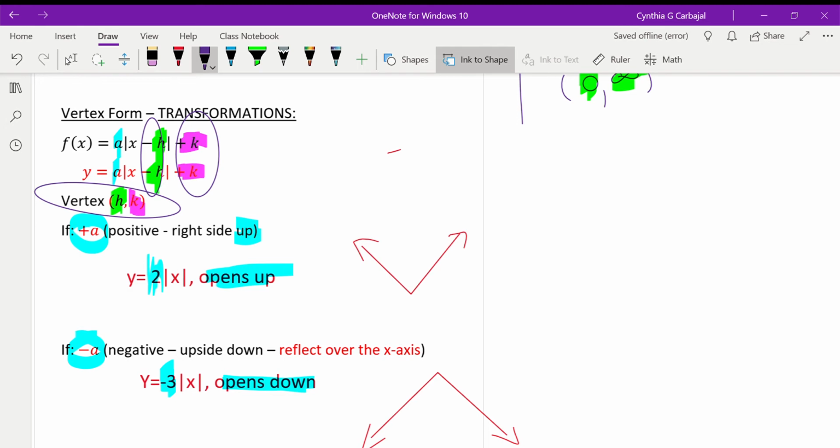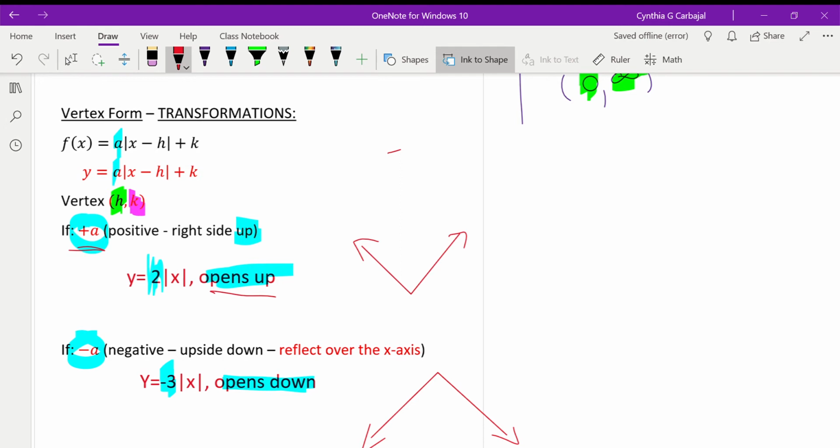Okay, let's start by looking at the number in front. The number in front is referred to as the A. If the A here is positive, then it's going to open upward. If it is a negative number, then it's going to open downward.